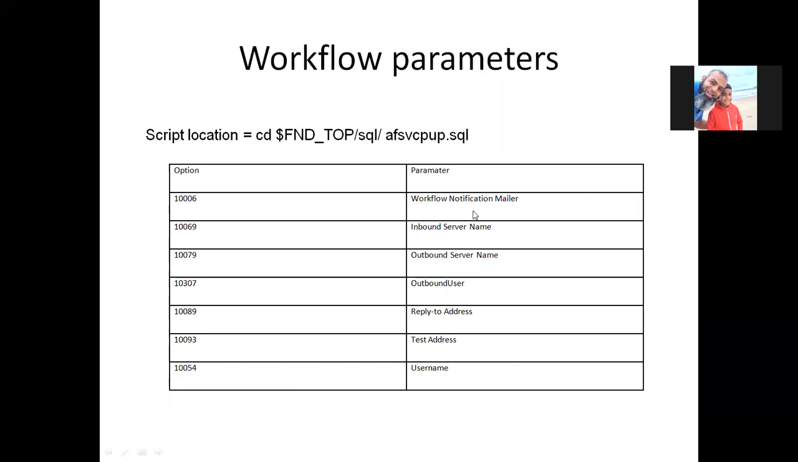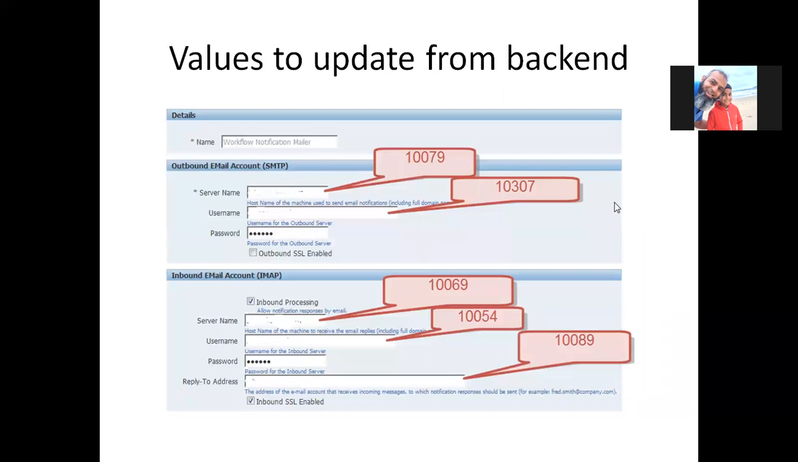So for the workflow notification mailer, it's 10006, inbound server name, outbound user, reply to address, test address, and username as well, just to make everyone's life easier. And as you can see there, the values to update from the backend, I'm just putting the screenshot so that you can know which is which. 10079 is that one, 10110 307 is that one, 1069 is that one, and 10089 is that one.